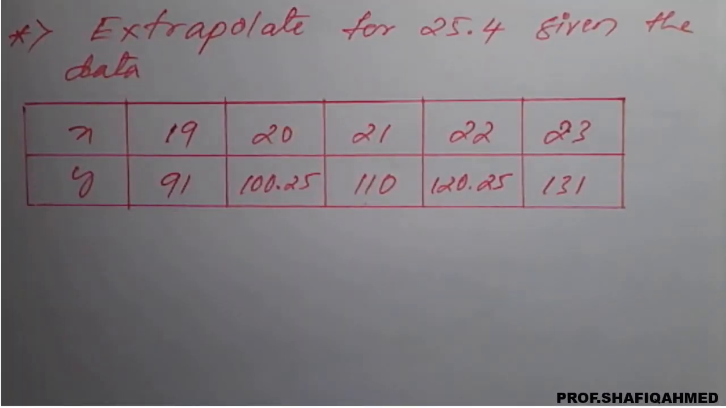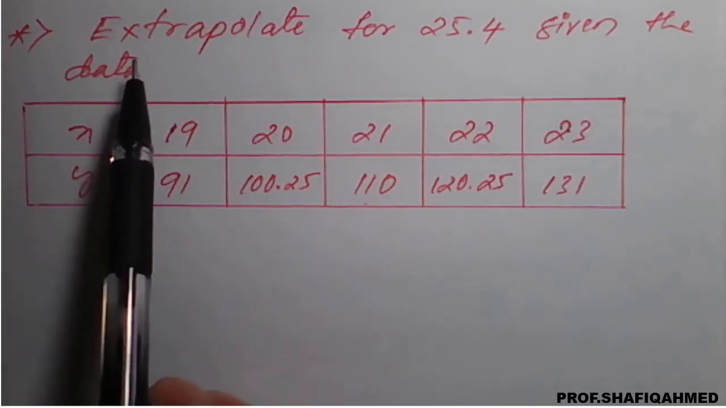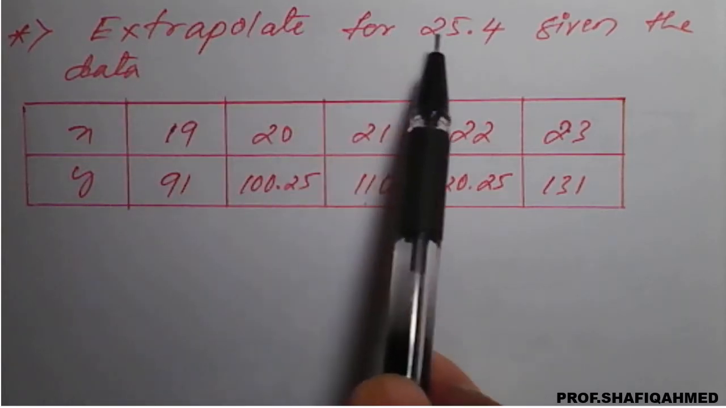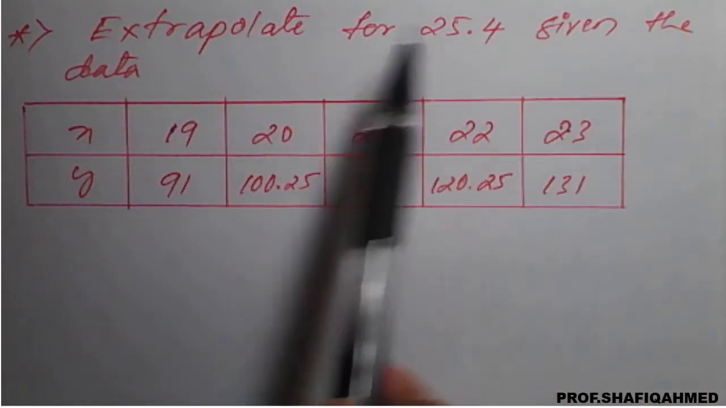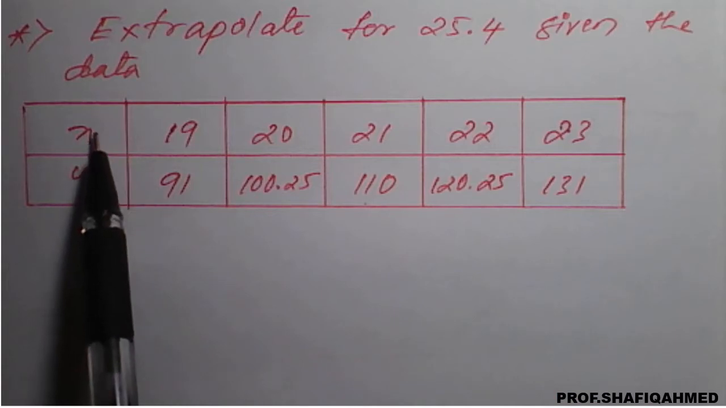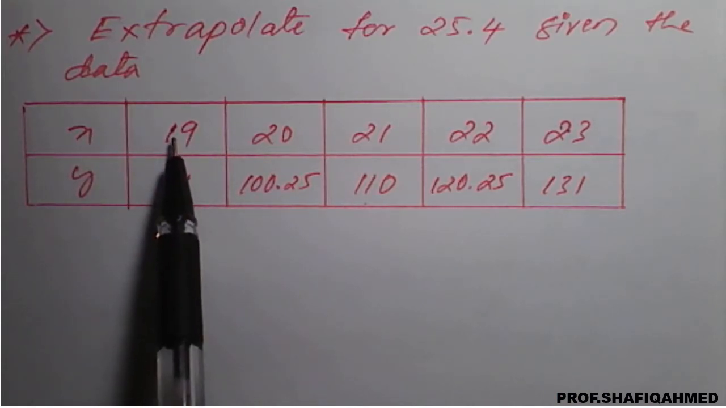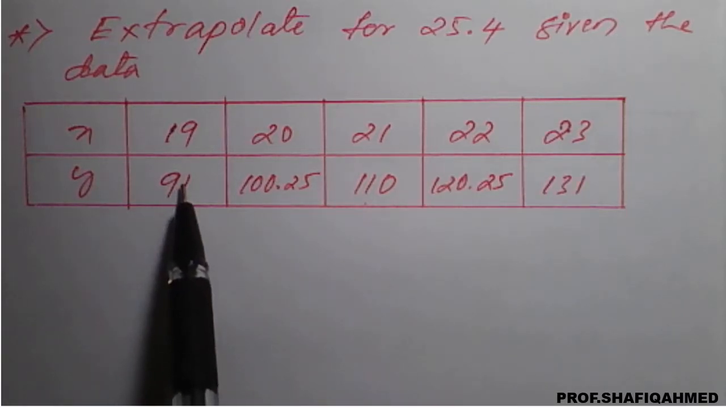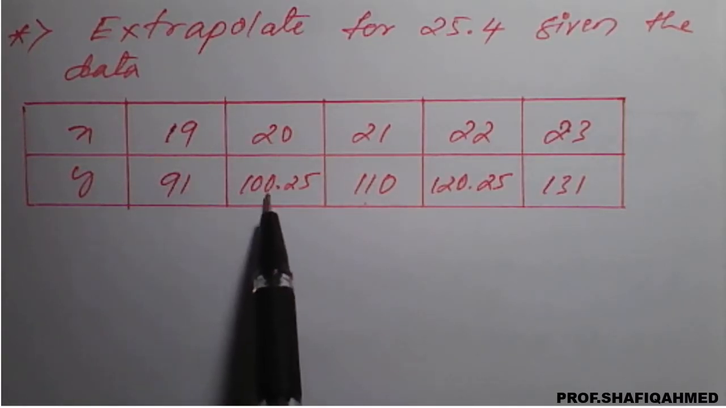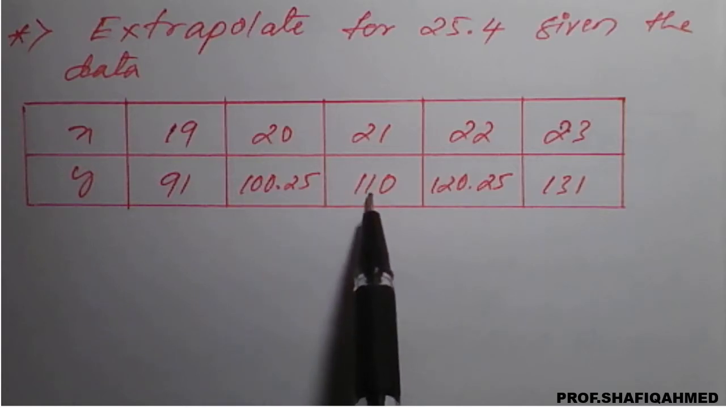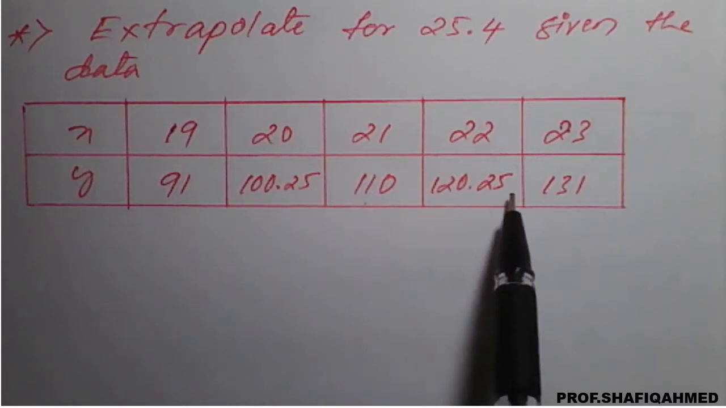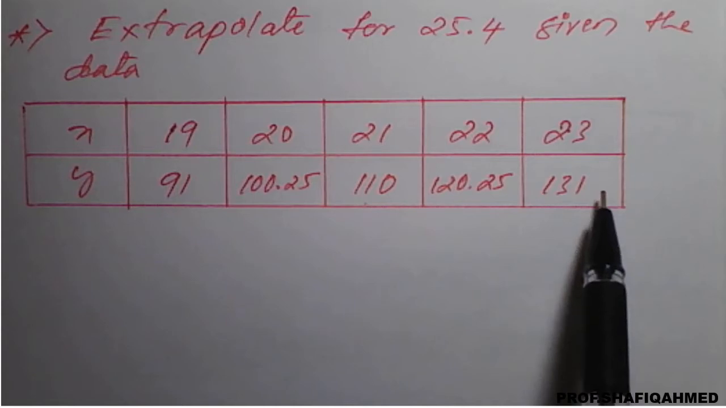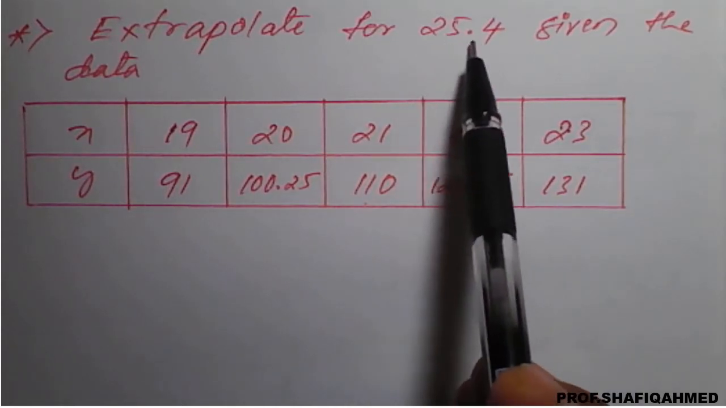Hello students, in this lecture we'll see a problem based on interpolation. The problem is: extrapolate for 25.4 given the data. They have given x values and y values. The x values are 19, 20, 21, 22, 23. The y values with respect to x are 91, 100.25, 110, 120.25 and 131. So we need to calculate for 25.4.